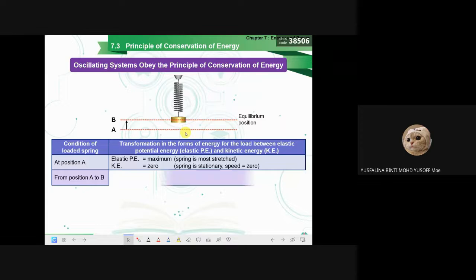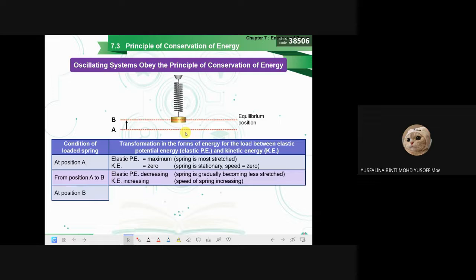So from position A to B, the elastic potential energy is decreasing. Let's say you drag the spring to position A. At that time it's stationary, the elastic potential energy is maximum and the kinetic energy is zero. When you release it, you can see it starts moving up. When it moves up, the elastic potential energy is decreasing, because it changes the elastic potential energy to kinetic energy. So from A to B, the elastic potential energy decreases and the kinetic energy increases because the spring starts to move.